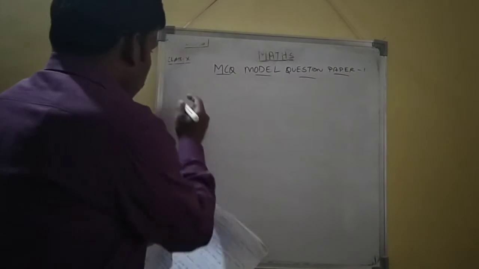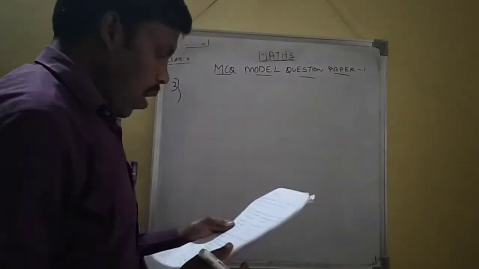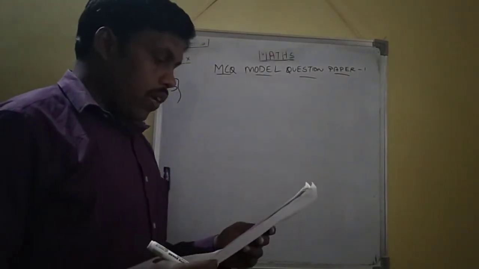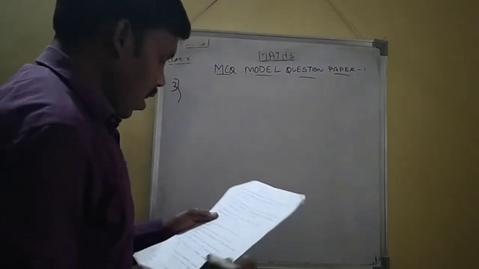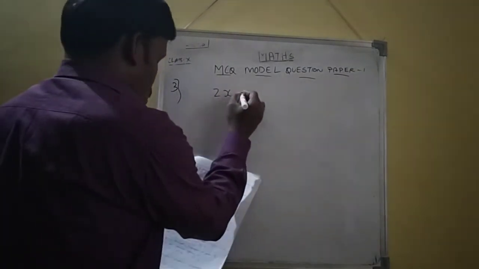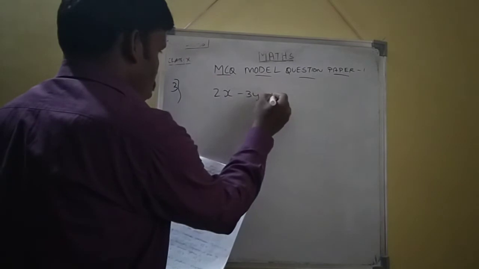Okay, now the third question: the values of x and y when the point lies on the linear equation 2x minus 3y is equal to. So this is the given equation.